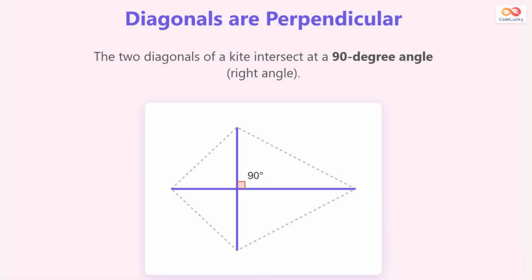One of the most useful properties of a kite involves its diagonals. If you draw lines connecting opposite corners, you will find that they intersect at exactly 90 degrees. They are perpendicular to each other.